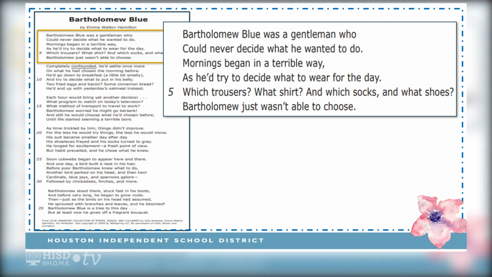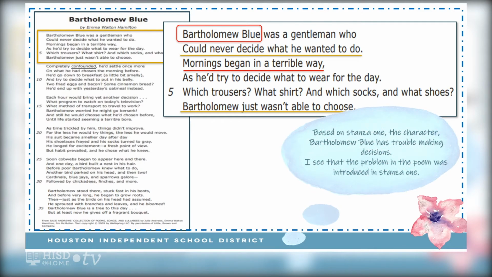In the first stanza, the author introduced the main character, Bartholomew Blue. The author gave us some information about the character's feelings and actions. Lines 2 and 6 tell us about his actions, and line 3 tells us about how he feels. Based on stanza 1, the character Bartholomew has trouble making decisions. I see that the problem in the poem was introduced in stanza 1.